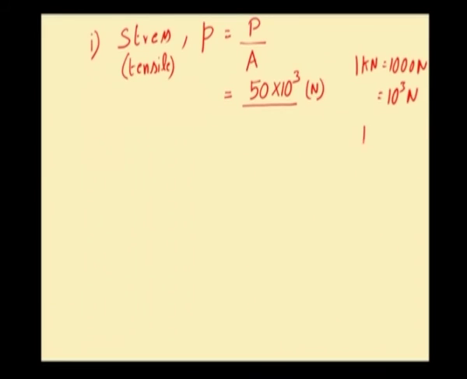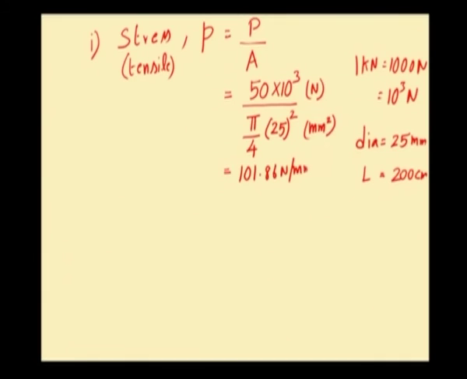The diameter of the rod is given as 25 mm and the length of the rod is 200 centimeter. So, the cross section area of the rod is pi by 4 into diameter square, pi by 4 into 25 square. So, the denominator will be in millimeter square. If we do the calculation, the stress will be 101.86 Newton per millimeter square.